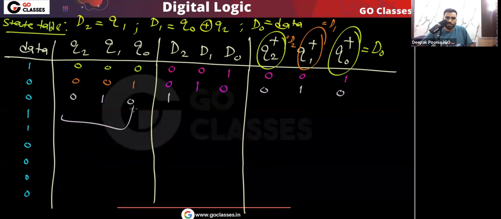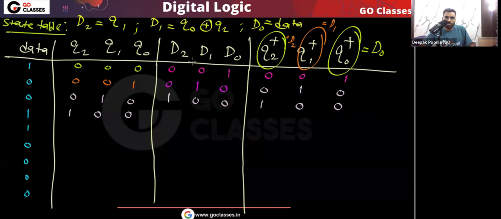D1, that is XOR of Q0, Q2. So that will be 0. And D0 is data. So this 1, 0, 0 I can directly write here. Now you can see in the next clock cycle, data input will be 1. And now this will become your present state, this 1, 0, 0.